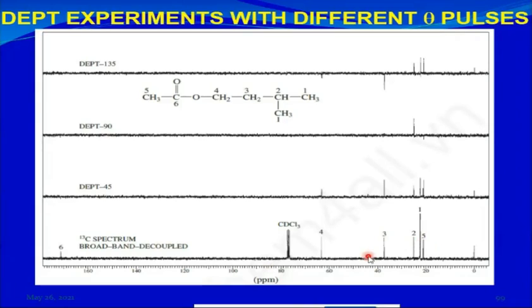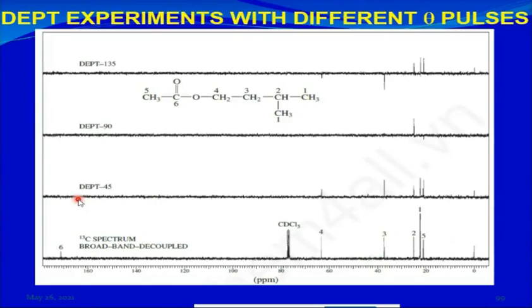So it's a broadband decoupled spectrum. That is why you see all peaks as singlets. So you cannot differentiate between a CH2 and a CH3 or a CH or a quaternary carbon. So to differentiate between them, we go for the DEPT experiments. So the first one is DEPT 45.